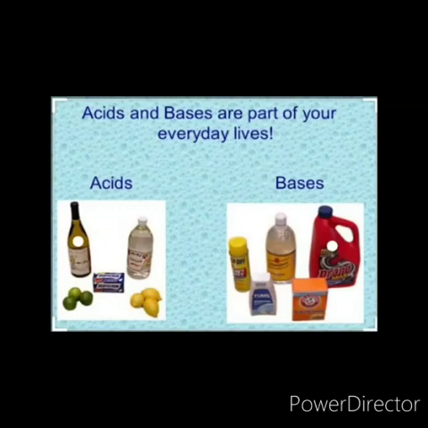Next point is acids and bases. Acids and bases are familiar chemical compounds. Acetic acid is found in vinegar, citric acid in lemon, magnesium hydroxide in antacid, and ammonia is used in household cleaning products. Tartaric acid is present in tamarind paste. These are some acids and bases we come across in our everyday life.